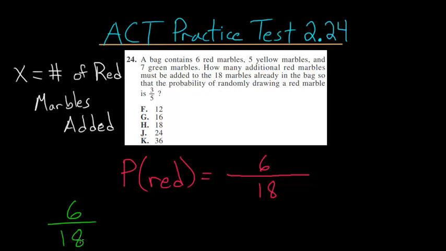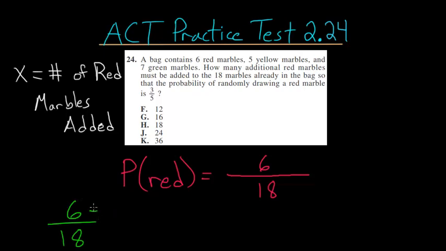So if we were to add any amount of red marbles, this numerator will increase, but this denominator will increase as well. So if we added 2 more red marbles, this would go up to 8, and this would go up to 20, since there would now be 20 total marbles. Or in general, however many red marbles we add, the numerator will go up by that amount, and the denominator will go up by the same amount.